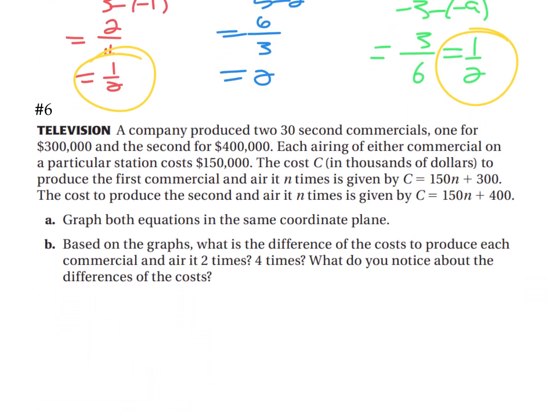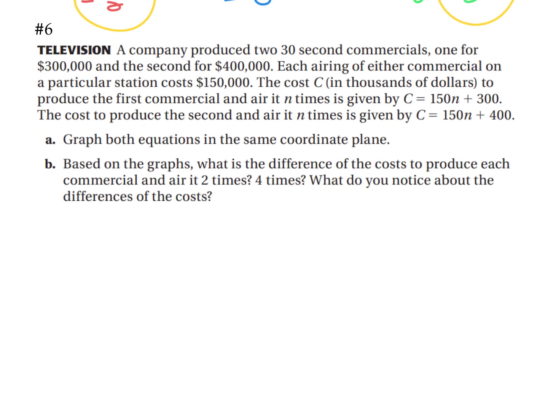Let's see what a linear equation in slope-intercept form looks like in some kind of real-world context. So we have a company that made two 30-second commercials. It costs a different amount of money to make each one. One costs $300,000, the other $400,000. But anytime they air it, no matter how much it costs to make it, the airing is the same for each commercial, $150,000 to air that 30-second commercial.